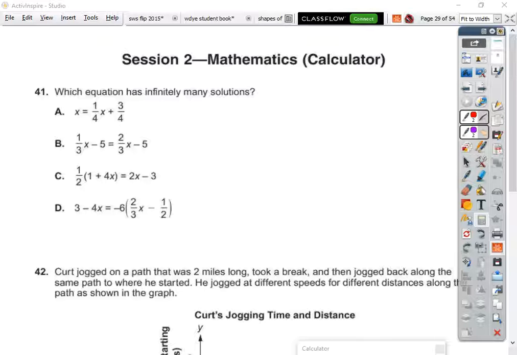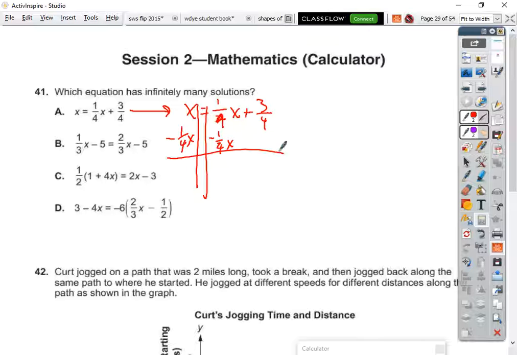All right, so for A, we have x is equal to 1/2, 1/4 x plus 3/4. And already you will notice that you're going to end up with one solution, because minus 3/4 x minus 1/4 x. So you get 3/4 x is equal to 3/4. And so the only answer possible is 1. 1 times 3/4 is 3/4. This has one solution. So not the infinite number of solutions we're looking for.